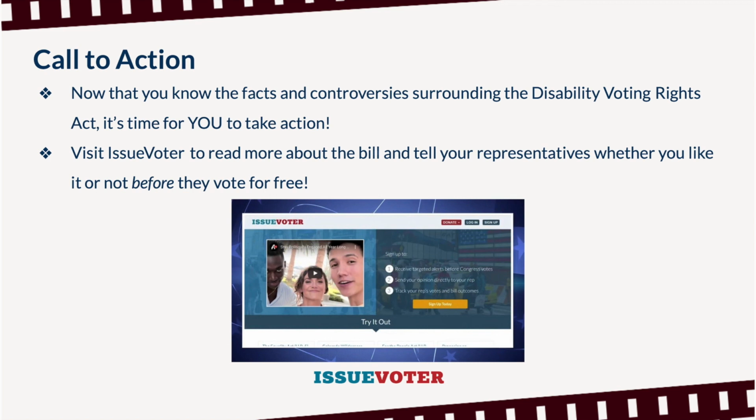So now that you know the facts and controversies surrounding the Disability Voting Rights Act, it's time for you to take action. Visit IssueVoter to read more about the bill and tell your representatives whether you like it or not before they vote, for free.